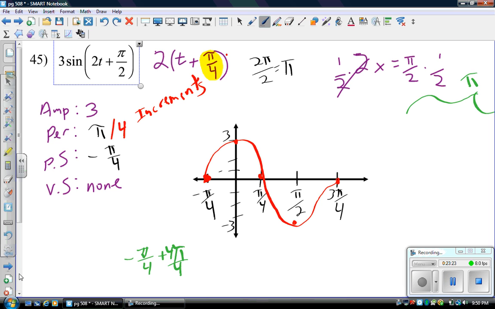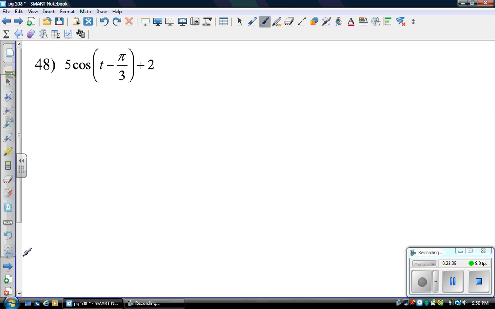Okay, last problem. One more of these. Just says graph it. So again, always a good idea to list everything that's happening. Amp, period, phase shift, vertical shift. Okay. Amplitude, 5. Easy enough. Vertical shift, yep. +2 or up 2. You can say up 2 or +2, either way.